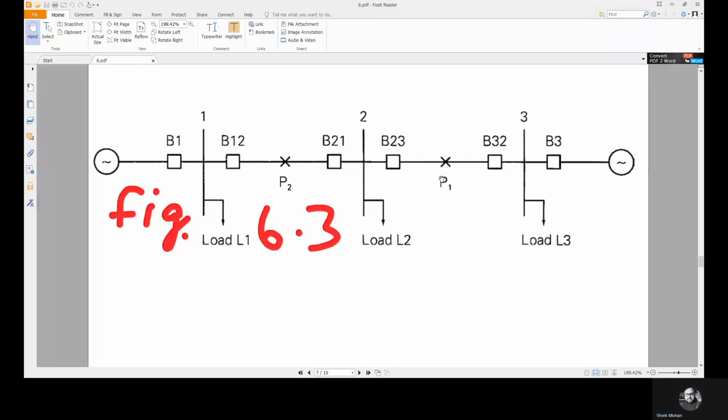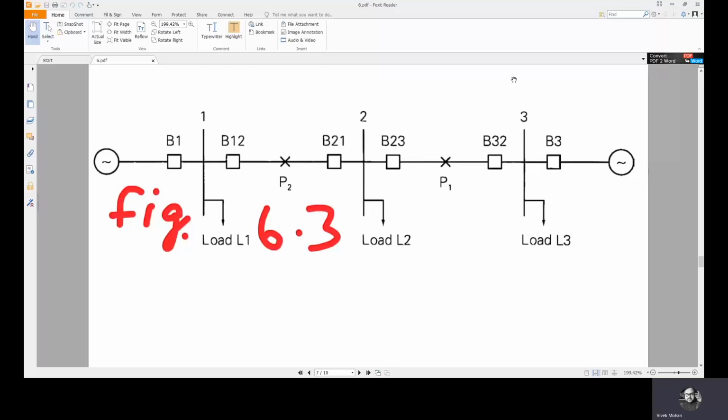Now, consider this system with two sources. Suppose there is a fault at P1. Then we want both B23 and B32 to open the circuit so that load 3 will be supplied from this source and load 2 and load 1 are supplied from this source. So basically all the three loads will not be interrupted and they will be supplied. The only thing is this line 2-3 will be taken out.